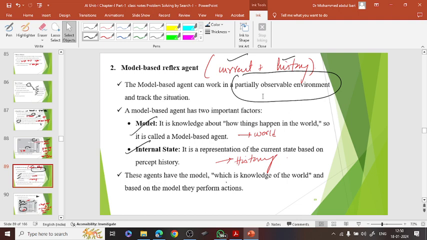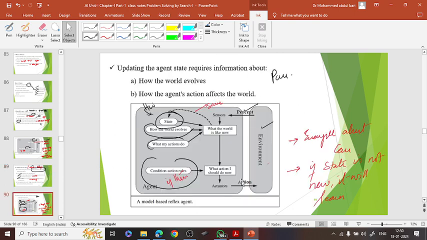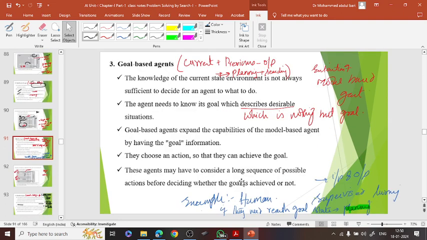Please do remember, the model based reflex agent works on current plus history, and it is a partially observed environment. This is the block diagram for it, and the example I have shown you is a driver driving a car. The next one is the goal based agent. It takes the current state, the previous history, and knows what the output will be if I do this in this situation. It is the extension of the model based agent.